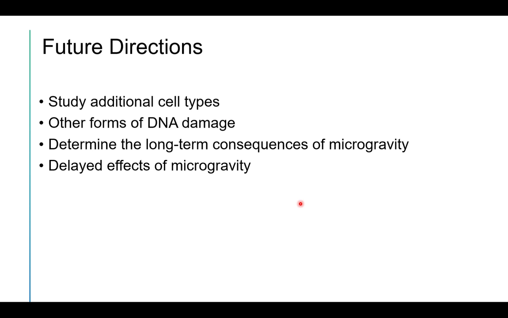For our future directions, we want to test using cardiomyocytes and retinal ganglion cells, now that the method has been successful. Additionally, we would like to study other forms of DNA damage, such as oxidative stress and DNA crosslinks. Also, we want to determine the impact of long-term exposure in microgravity to cells and what delayed effects of microgravity can be seen once the cells return to normal gravitational conditions.